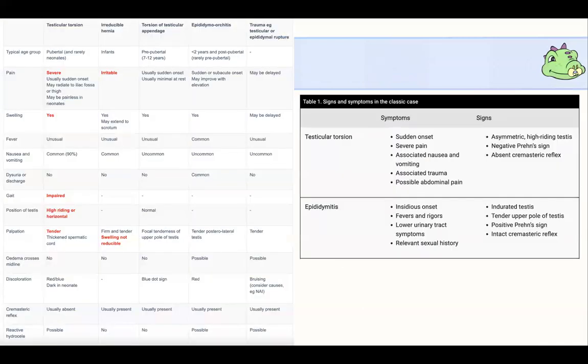So these are some tables that are quite helpful. Some of them I got from the RCH guidelines and the others from RACGP. So if you have a look at them, they help to differentiate between the different types of groin swelling.